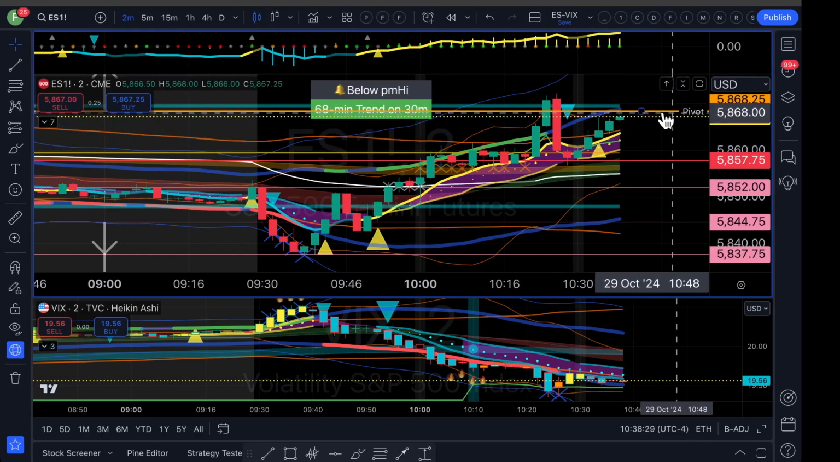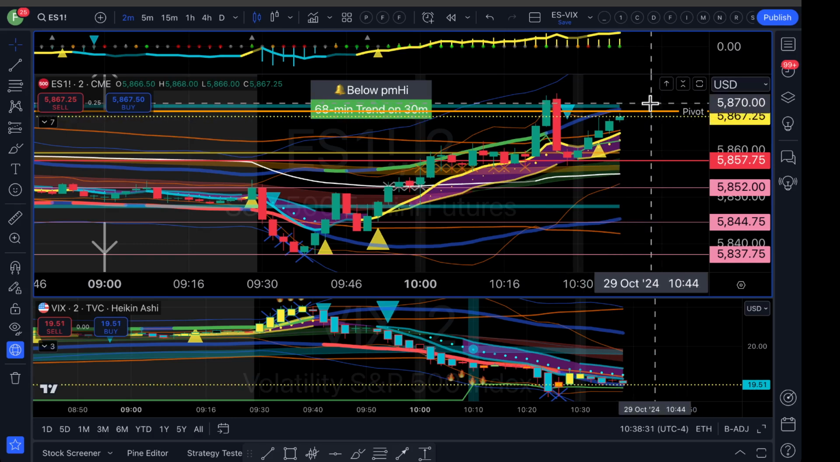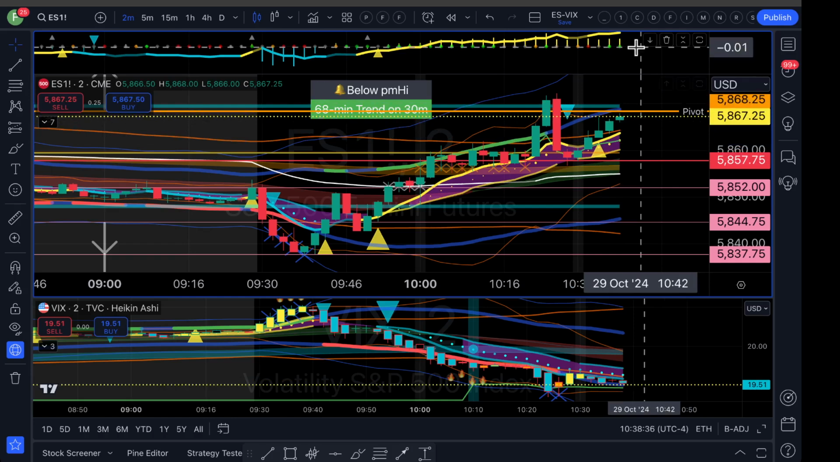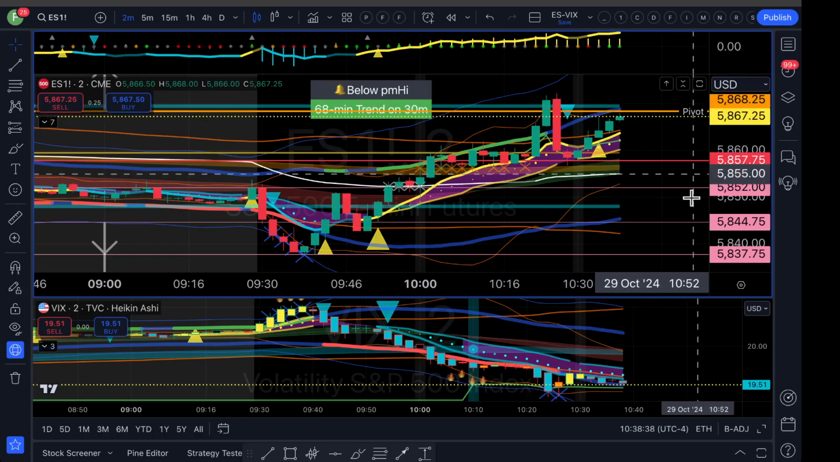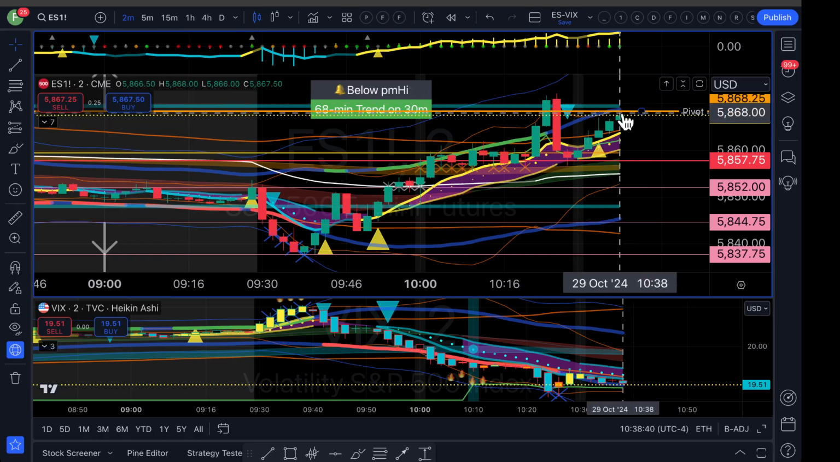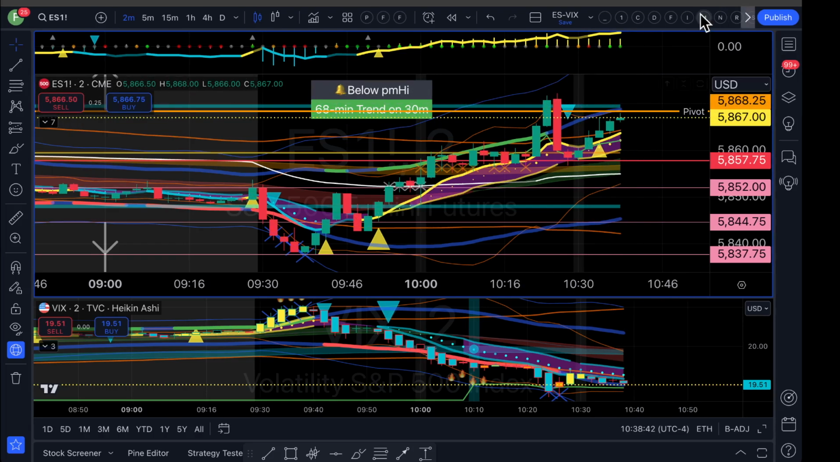If we're stuck here for too long, if we're stuck here for an hour not making progress, then the chances of us dumping is much bigger. Now we could come back here and just dump immediately again if the sellers are very strong.